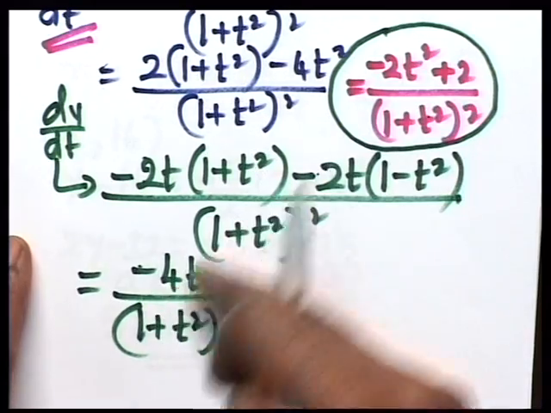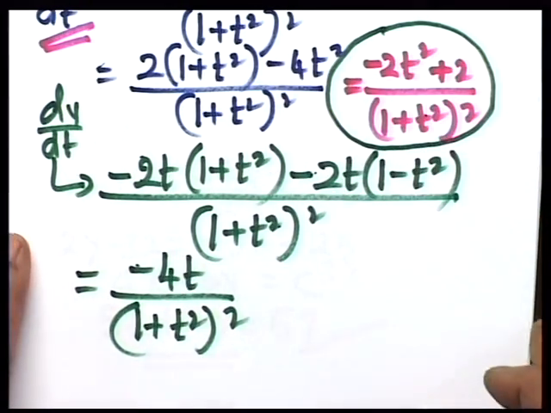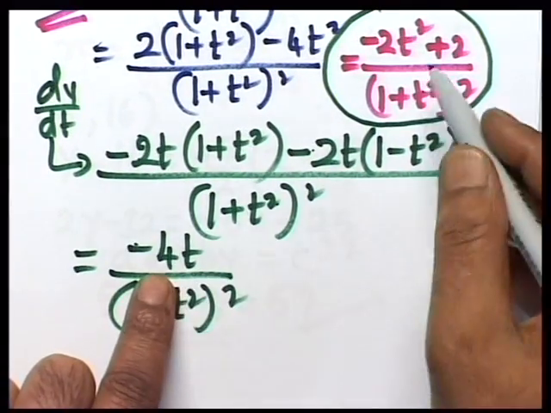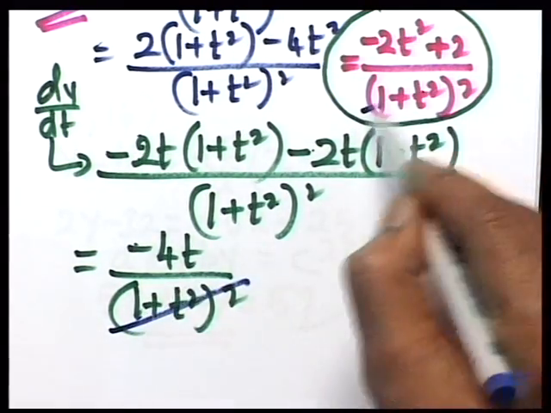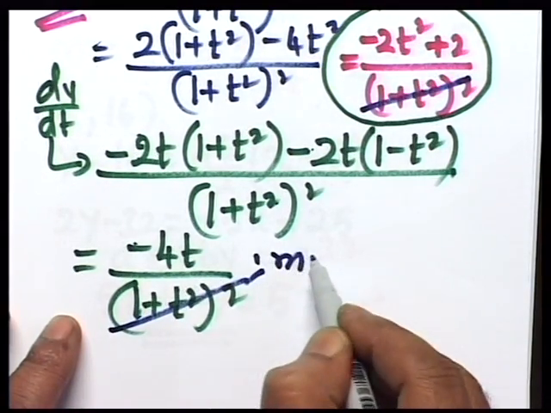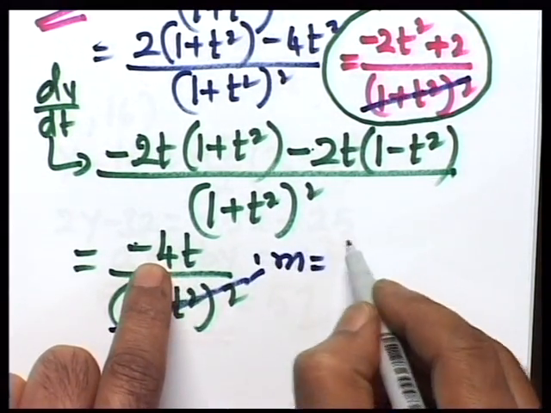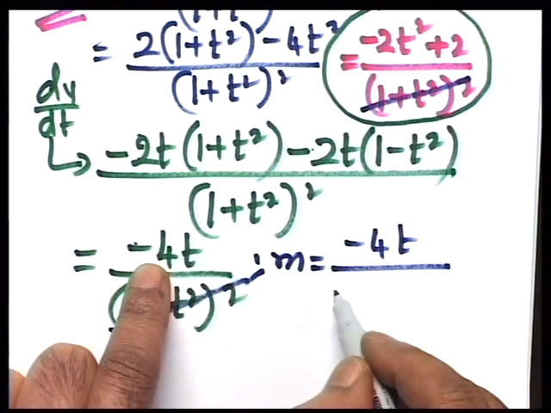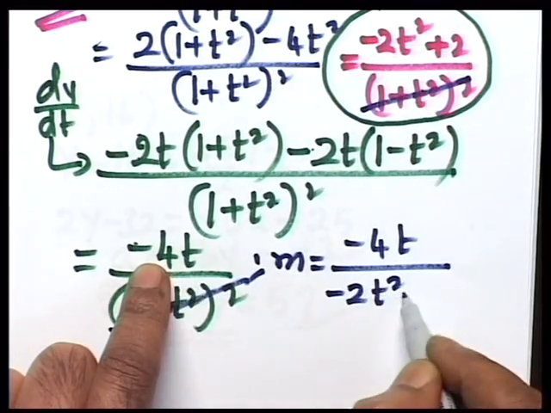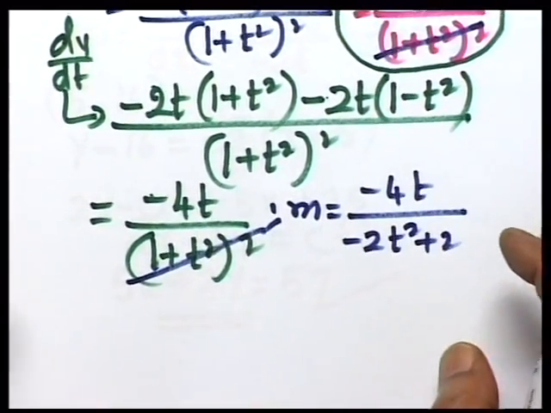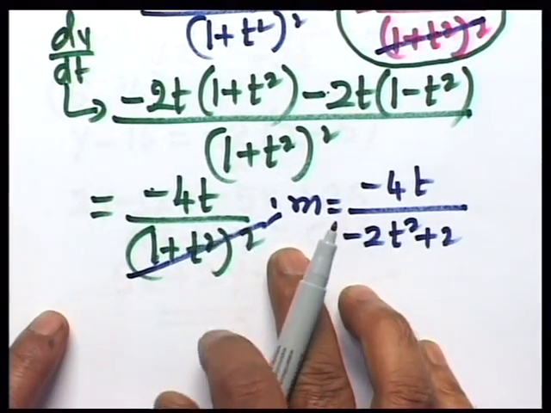So divide this by that to get the gradient, right? So let's do that. If you divide this by that, do you agree those two cancel out? And you will be left with gradient equals minus 4t on top and that stays at the bottom, which is minus 2t squared plus 2. Simplification, I'm not really bothered because we are finding the equation of the tangent, right?